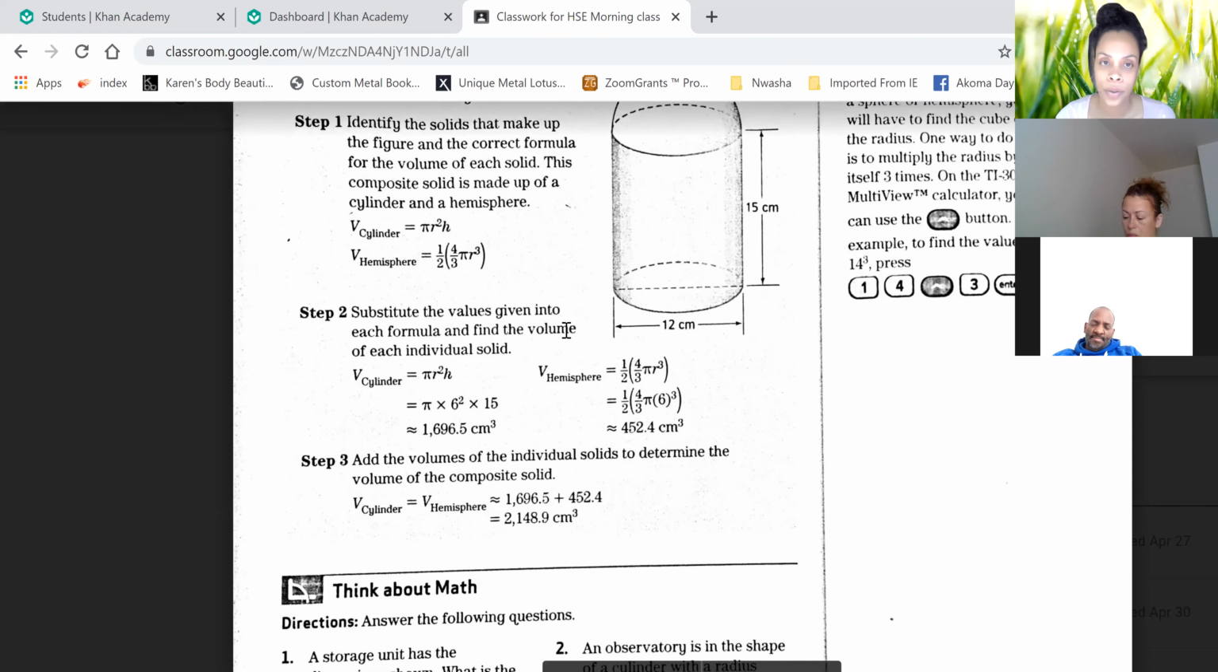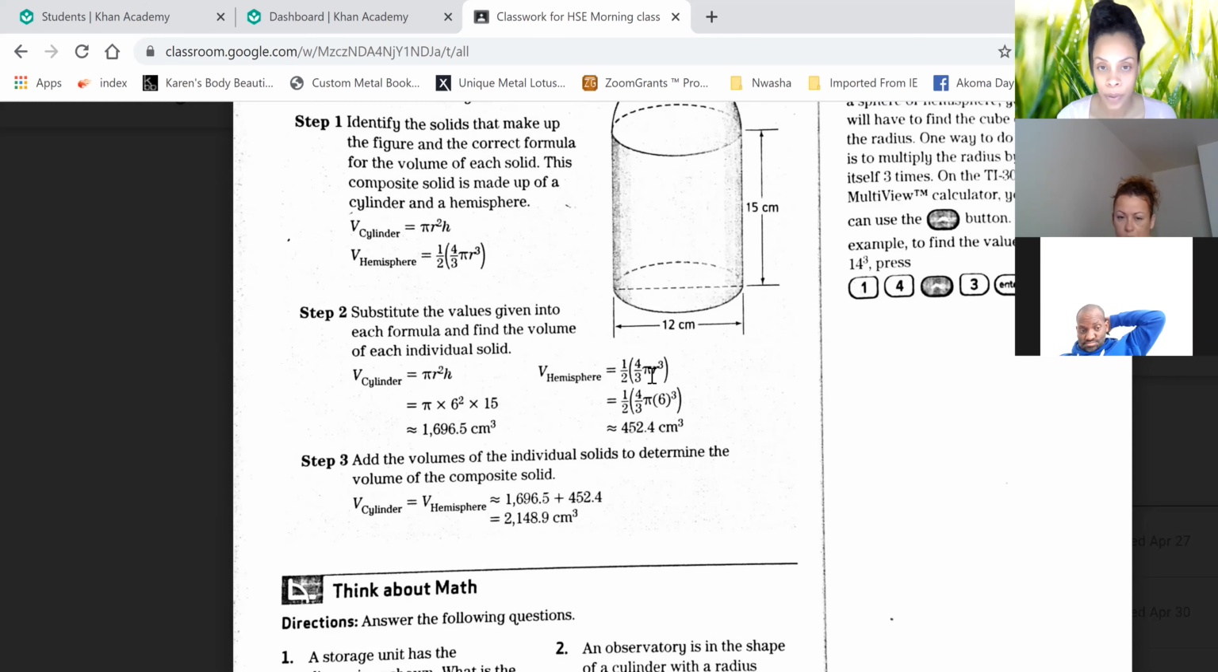So in step number 2, you're just taking the information from the drawing to replace or substitute like you were doing in algebra. So if the diameter is 12 going across, the radius is going to be 6. So for a cylinder, they put 6 for R. In the hemisphere, they also put 6 for R. Then in the cylinder formula, you also need the height, which is the 15 centimeters. In the hemisphere formula, you don't need the height.